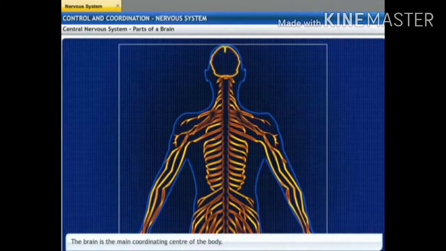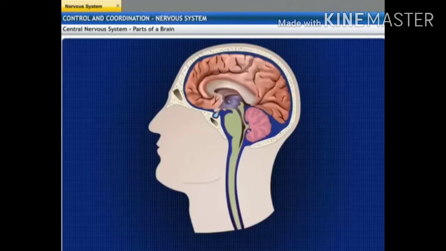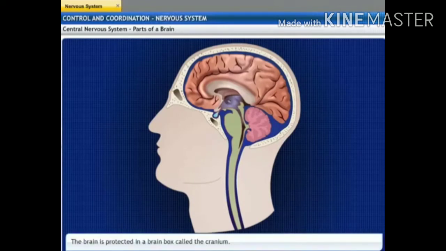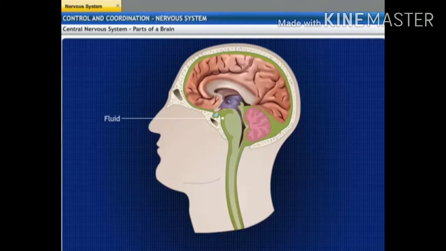The brain is the main coordinating center of the body. It is a relatively small organ and constitutes about 2% of our total body weight. The human brain is a delicate organ and protected in a brain box called the cranium. Inside the cranium, the brain is contained in a fluid-filled space which provides further shock absorption.